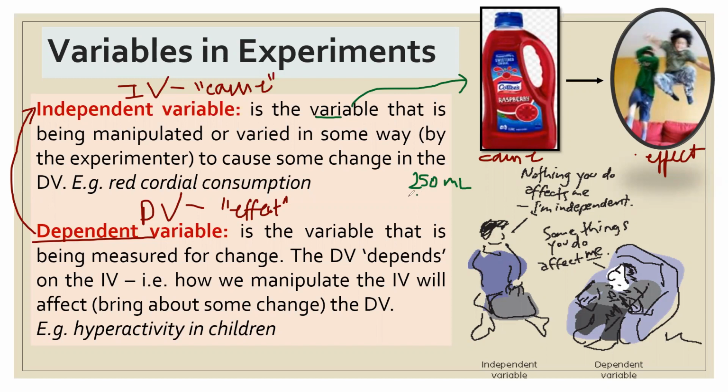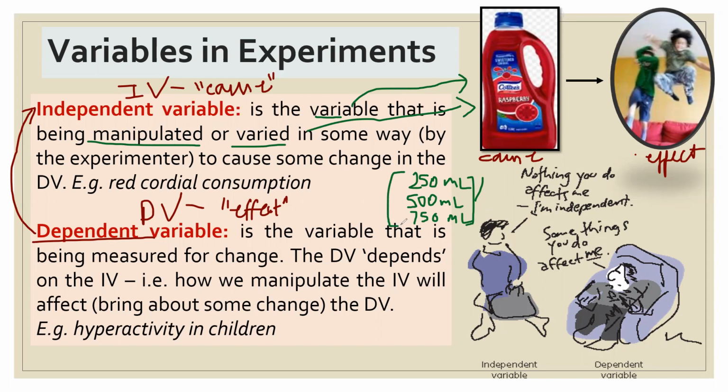I can say, actually, I want them to drink 500 mils, which is 2 glasses. Or I could say, no, I want them to drink 750 mils, which is 3 glasses, whatever. So with those different amounts of cordial that I can change and vary in my experiment, I'm able to manipulate or vary this IV. And I know that by varying this IV, I will see a change in the DV.